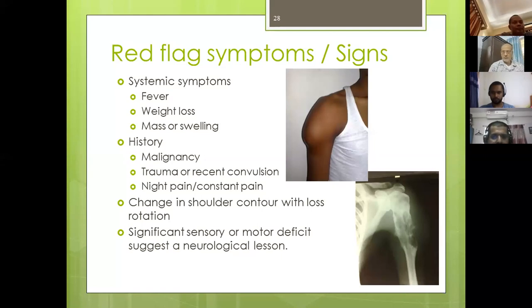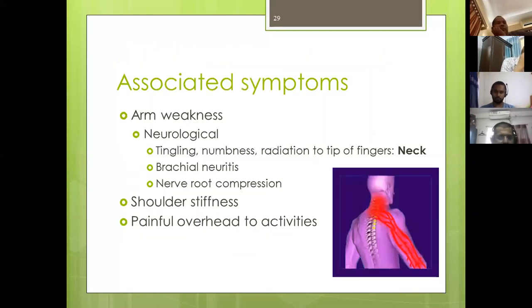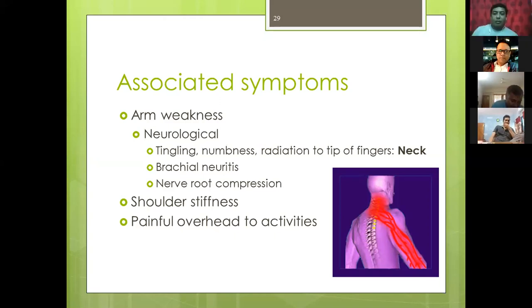In history also, the malignancy, trauma or recent convulsion, night pain or constant pain. Change in shoulder contour with loss of rotation, it may be helpful in examination. Also, significant sensory and motor deficit suggests a neurological lesion. Associated symptoms, there may be arm weakness, like neurological. You ask about the tingling, numbness, and radiation to the tip of fingers. It may be due to neck origin, brachial neuritis, or nerve root compression.